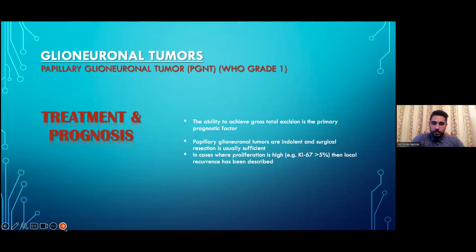Treatment and prognosis. The ability to achieve gross total excision is the primary prognostic factor, and papillary glioneuronal tumors are indolent and surgical resection is usually sufficient. When proliferation is high, then local recurrence has been described.